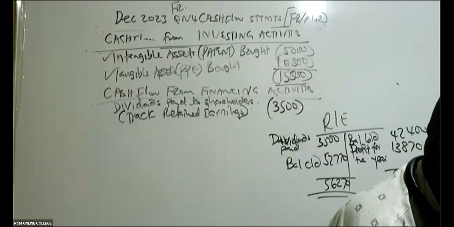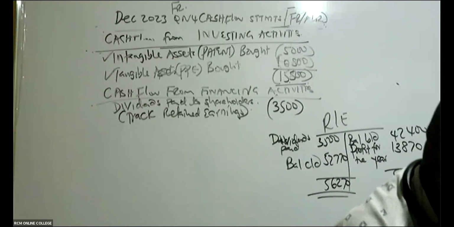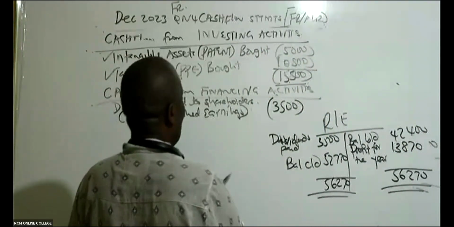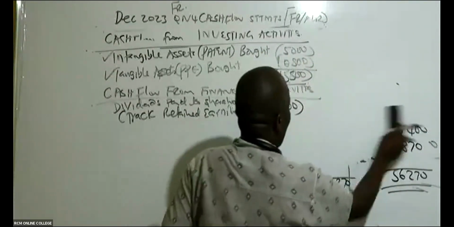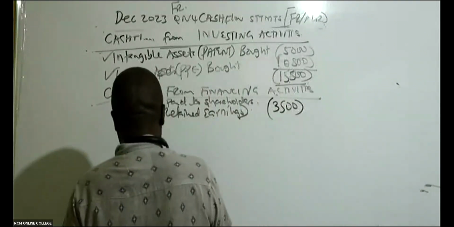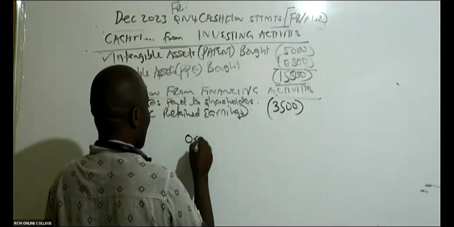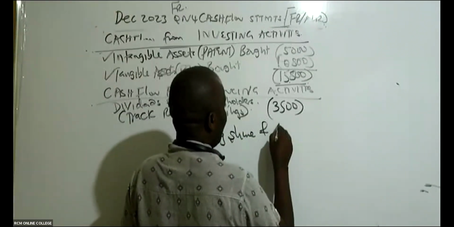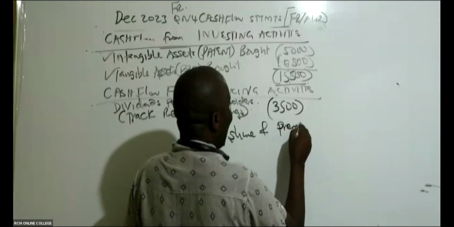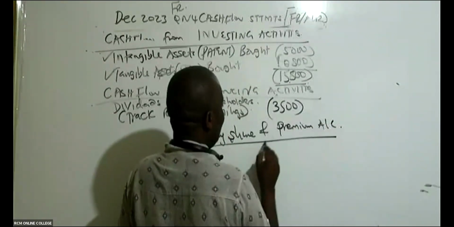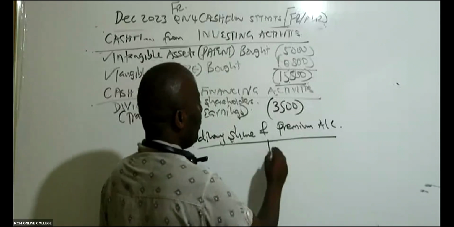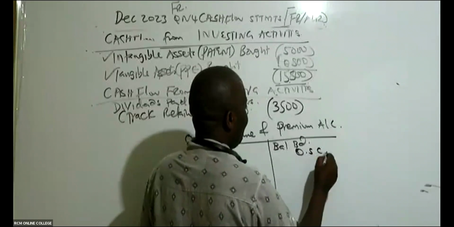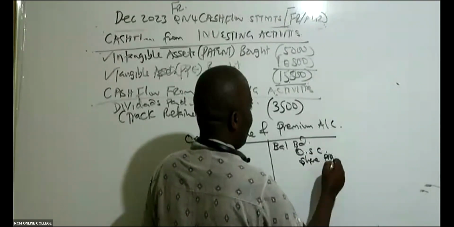Now, from there, ladies and gentlemen, go to your ordinary shares. If you look at your ordinary shares account, those belong here. You know, we have debt and equity. So we look at ordinary shares and the share premium account. You combine them. It's an equity, so balance brought down here. So start with the ordinary share capital, and then we have share premium.